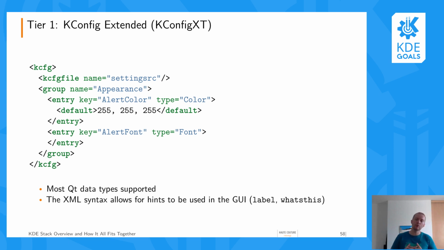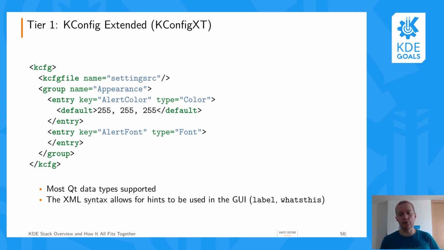Within KConfig, you also have something which we call KConfig XT, for extended, which is nice because you provide an XML file which describes all the settings of your application. It supports most data types from Qt. For instance, this file describes the configuration we're seeing in code just before. We're saying my application will store its settings in settingsrc. It will have a group named appearance, and there will be 2 entries in there.